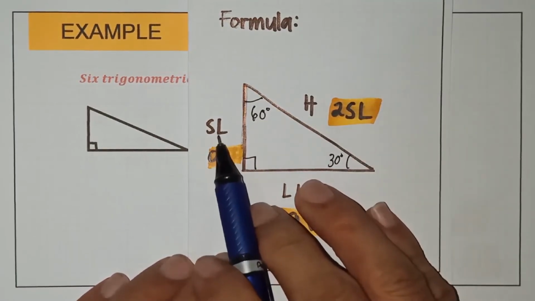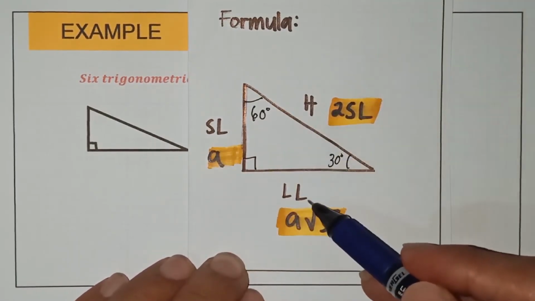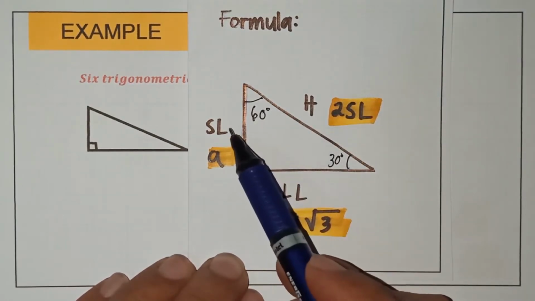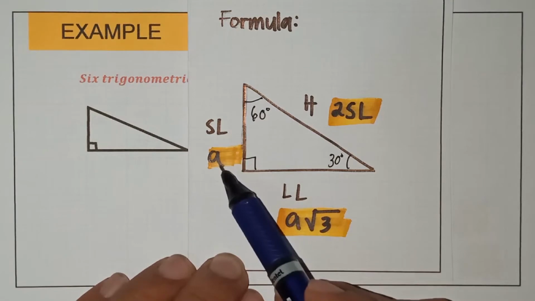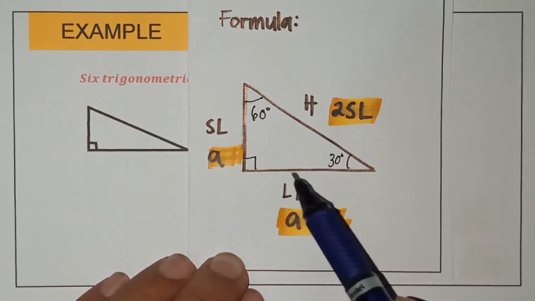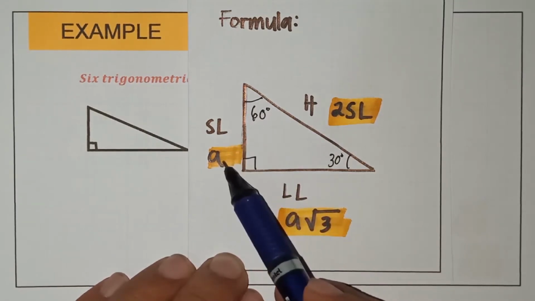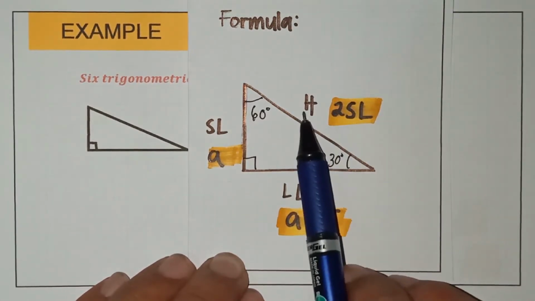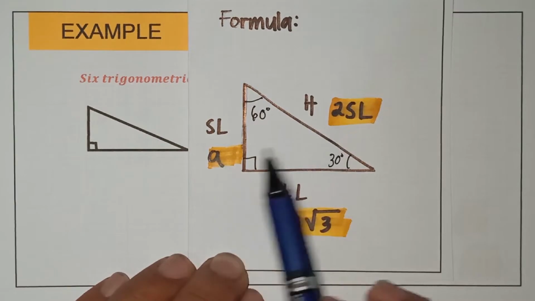This is opposite to the shorter leg, and the 60 is opposite to the longer leg. We will assign a value for SL, or the shorter leg, as A. That is the length of the shorter leg, A. The length of the longer leg is A square root of 3 based on the formula, and the hypotenuse is double the shorter leg.